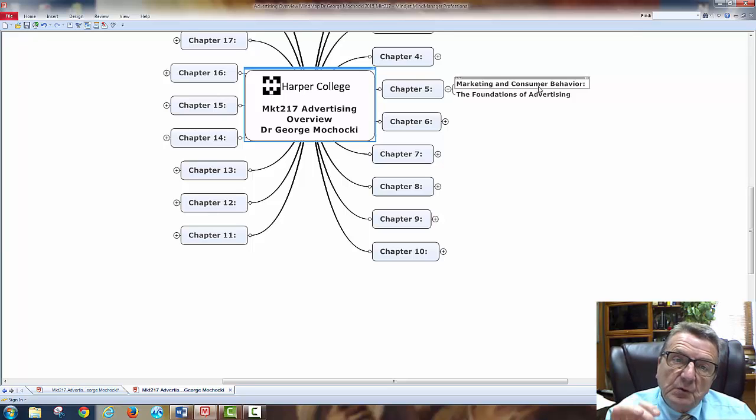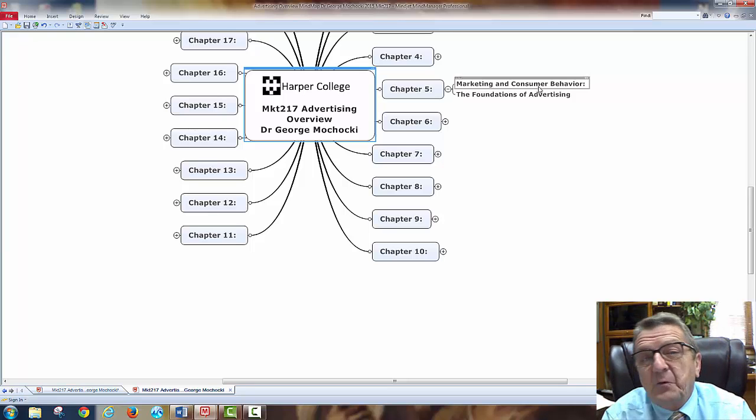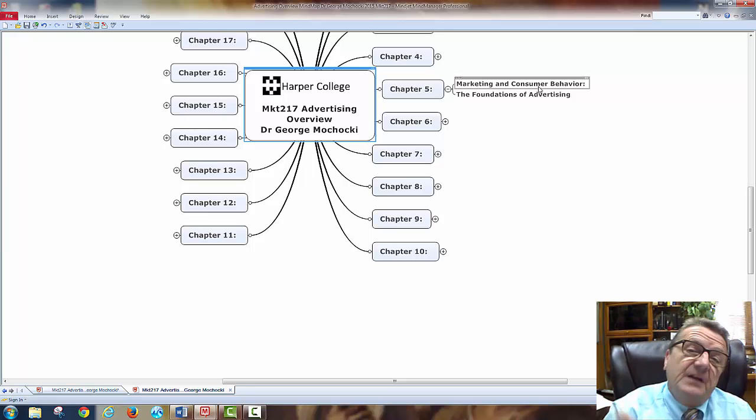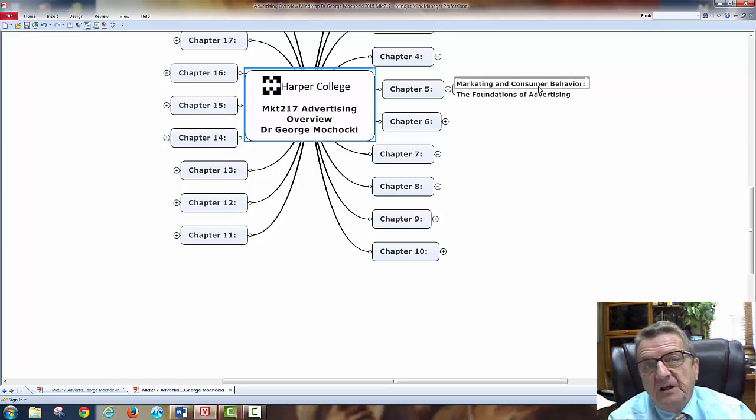Everything else is to build slowly, to plant the seed, and then water that seed until it fruits, and then they say, oh geez, I want a Big Mac, or I want to buy your product, or I want to go to Harper College and take more advertising or marketing classes. Okay? That's just a quick overview.